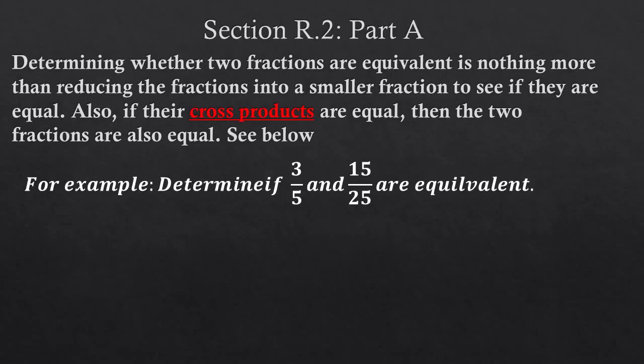See below. For example, determine if 3 over 5 and 15 over 25 are equivalent. Well, 3 over 5 cannot be reduced any more than itself, so it's 3 over 5.